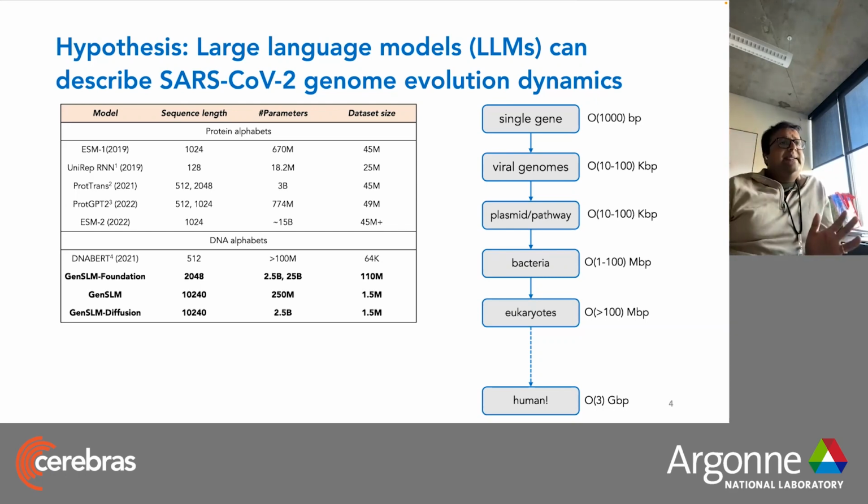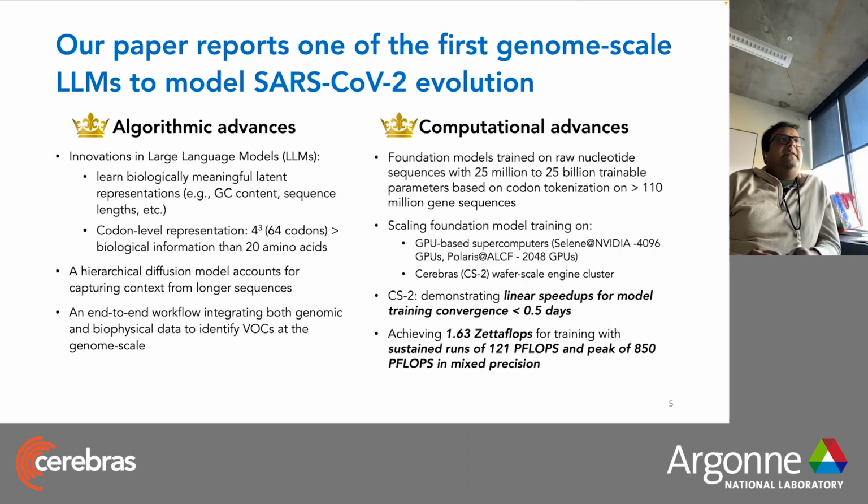So, there is this neat hierarchy of interesting events that happen at each scale of the genome. And then we wanted to basically say, can we build models that can actually scale to an entire genome, right? So on the first hand, this paper is one of the first ones to report a genome-scale large language model for understanding SARS-CoV-2 evolution.